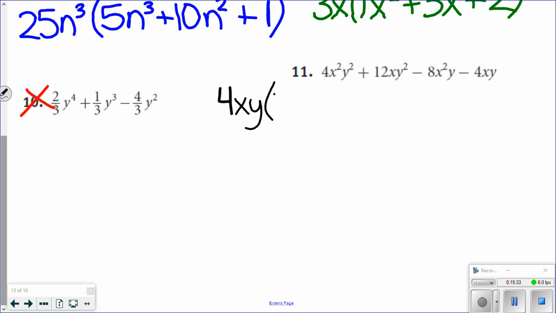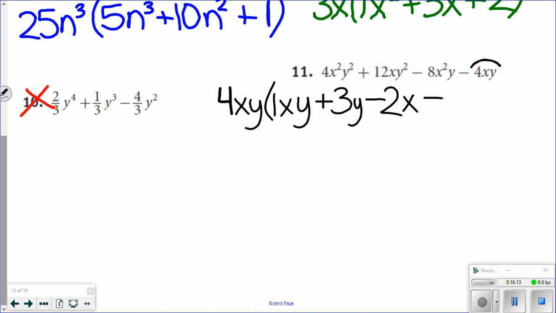4 divided by 4 is 1. X, 2 minus 1 is just 1. Y, 2 minus 1 is 1. 12 divided by 4 is 3. Then I have an x here, but I'm taking out the x, so it's gone. Y, 2 minus 1 is 1. Minus 8 divided by 4 is 2. X, 2 minus 1 is just 1. I have 1y, but I'm taking away 1y, so it's gone.